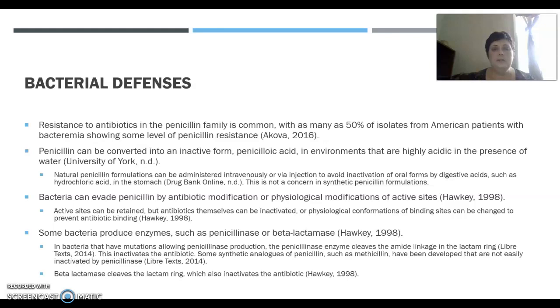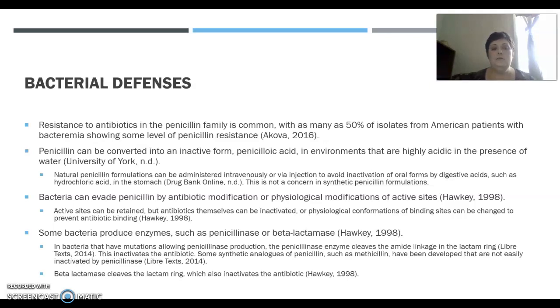We've talked about what penicillin is and how it works in the body. Let's talk about how bacteria have evolved over time to respond to penicillin and why this is so important. Resistance to antibiotics in the penicillin family is common, with as many as 50% of isolates from American patients with bacteremia, or bacterial infections in the blood, showing some level of penicillin resistance.